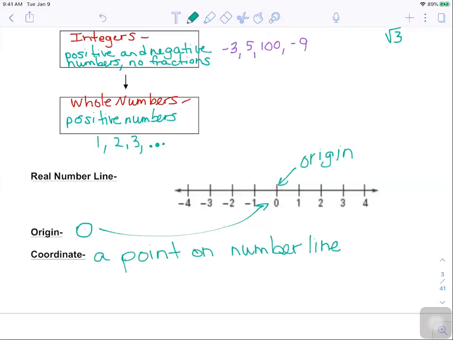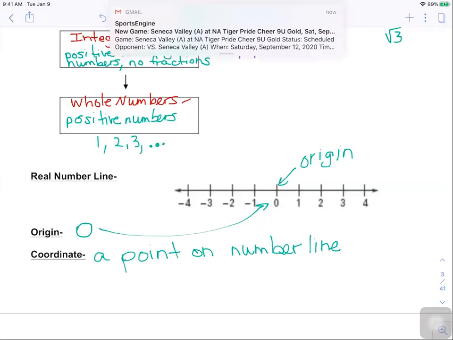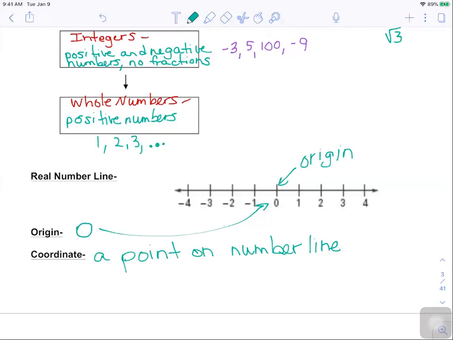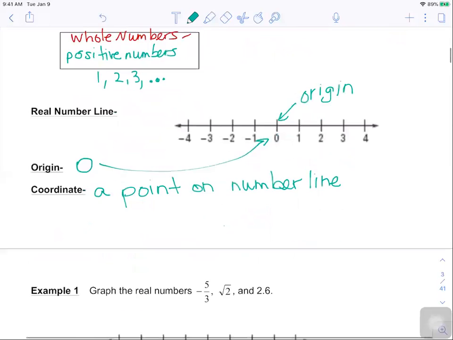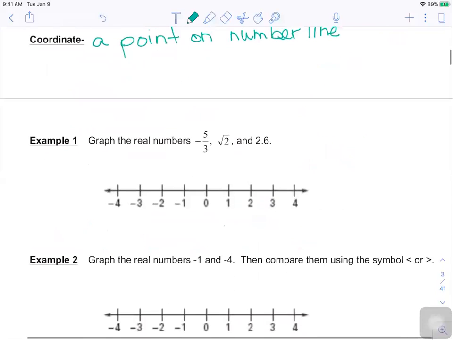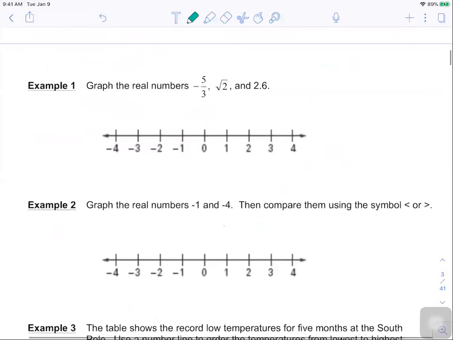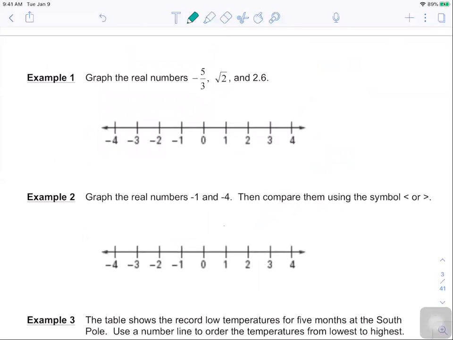So we're going to look at an example to see if we can plot some rational and irrational numbers on the number line. And then your homework will be like this. So the homework tonight will be number lines and you graphing points on the number line. And the number line paper is already on Google Classroom for you to use. So you don't have to draw your own number line, unless you want to do it yourself, that's fine. So I'm going to go to example 1. And this is what your homework is going to look like.